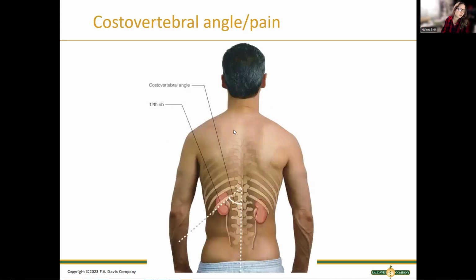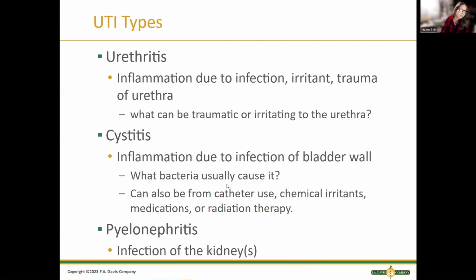But first, this is a picture of costovertebral angle pain. The costovertebral angle is created by the spine in the middle and then by the 12th rib, which sits at an angle to the spine. So if the patient reports costovertebral pain, that's generally because that infection has now reached the kidney itself.